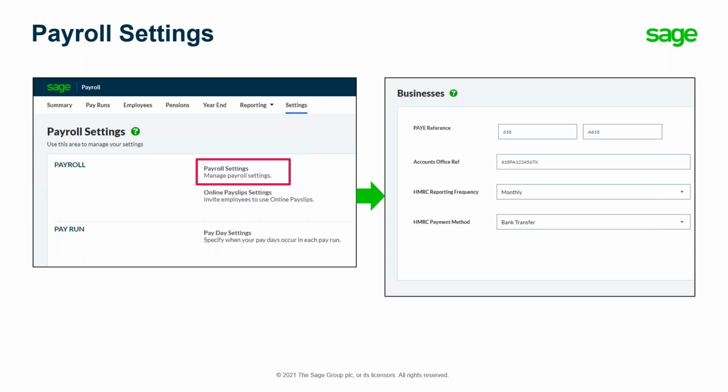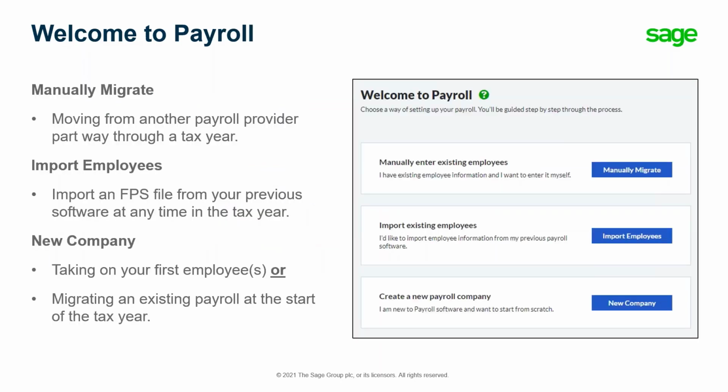So assuming that information is entered, we then have some wizards that you can use to actually set up your software. So this Welcome to Payroll screen is what you would see on the Summary tab before you've set anything up. It gives you 3 options to set up your payroll. So the first one is to manually migrate an existing payroll, and you would choose that option if you want to manually enter your employee details and opening balances partway through a tax year.